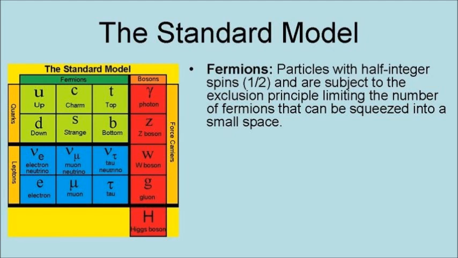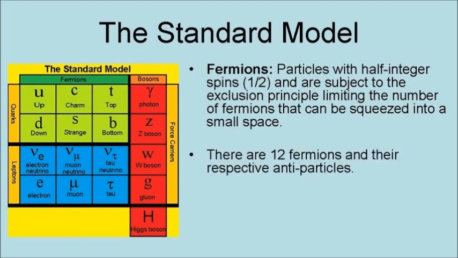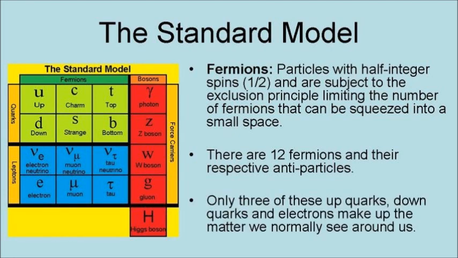Fermions are particles with half-integer spins and are subject to the exclusion principle, limiting the number of fermions that can be squeezed into a small space. There are 12 fermions and their respective antiparticles. Only three of these, up quarks, down quarks, and electrons, make up the matter we normally see around us.